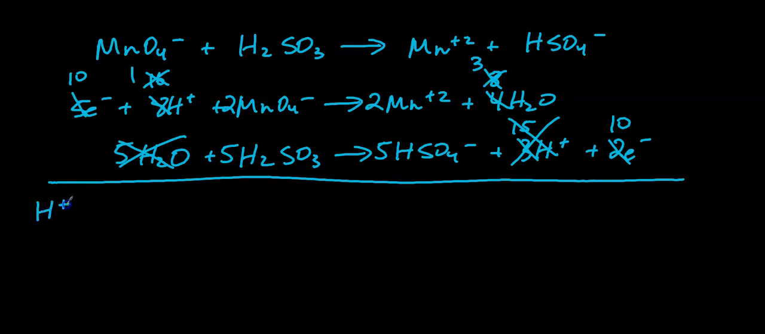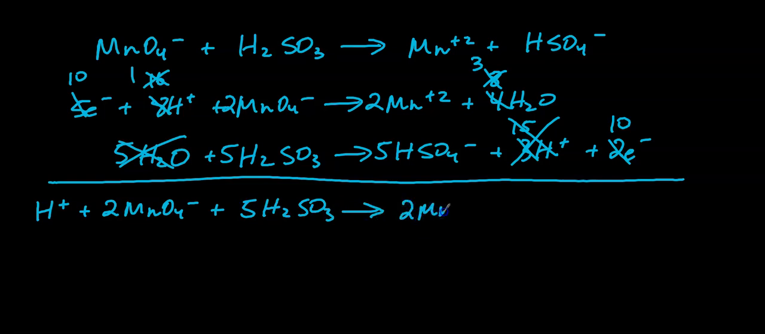So we have H plus, just one of them, 2 MnO4 minus, 5 H2SO3, 2 Mn plus 2s, 3 H2O, and 5 HSO4 minuses. Equation is balanced. If you don't believe me, which you should not believe me, check. Check and you'll see it is good.